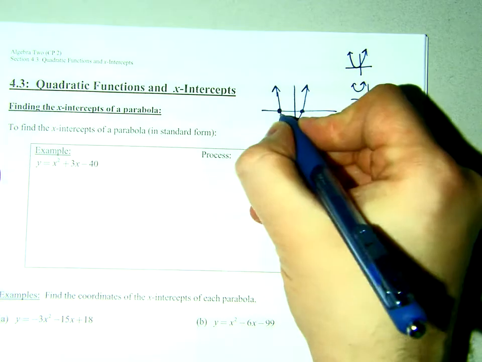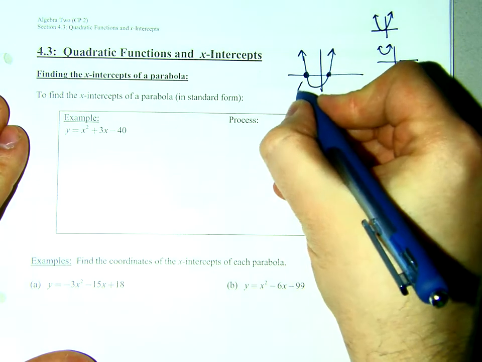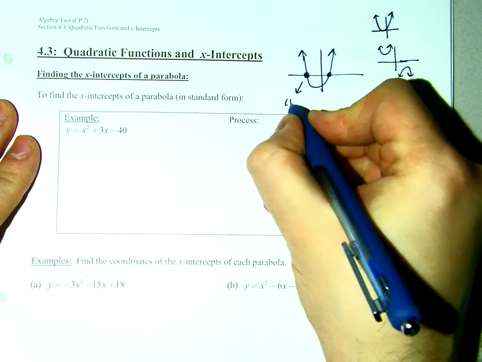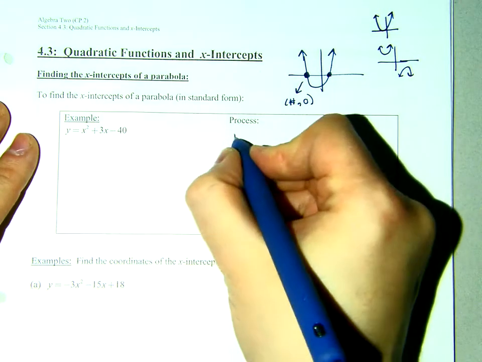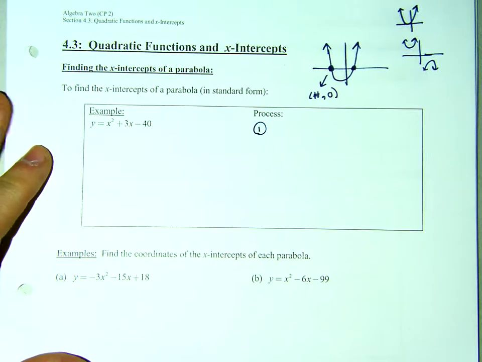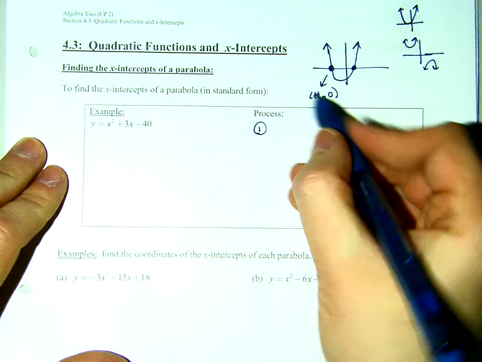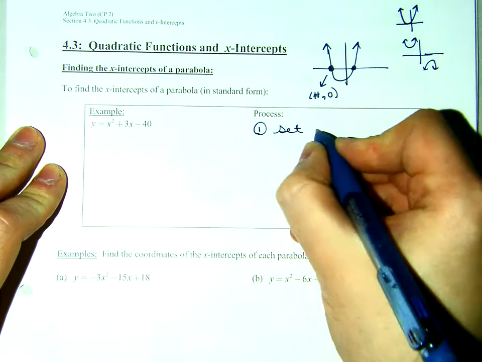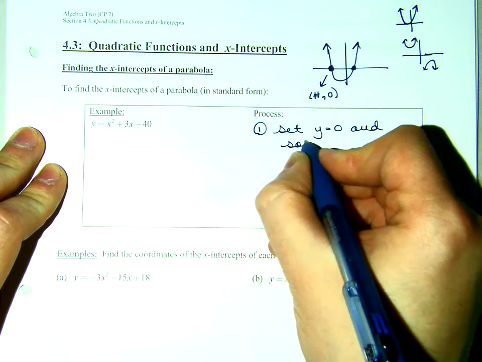We need to talk about how to find these x-intercepts. If I have x-intercepts like this, what coordinate is 0? The y-coordinate. Both of these are in the form some number, comma 0, which actually gives me a process for how to find the x-intercepts. I want to look at the parabola y equals x squared plus 3x minus 40 and find the x-intercepts. Well, I'm just going to plug in 0 for y. We are going to set y equal to 0, and then we're going to solve that equation.